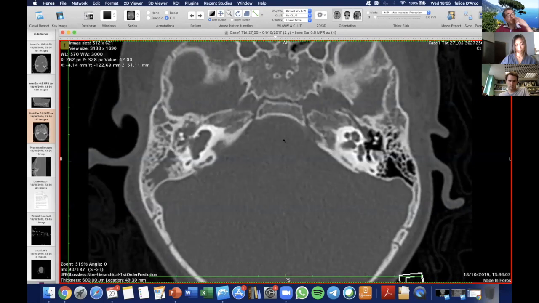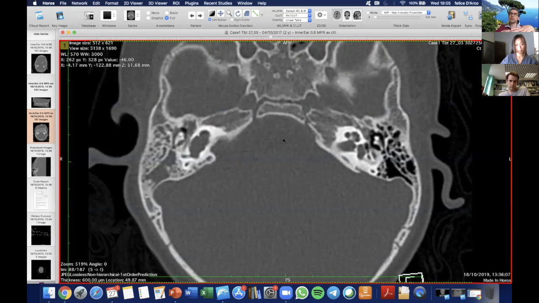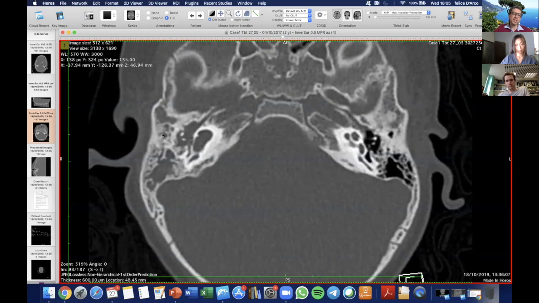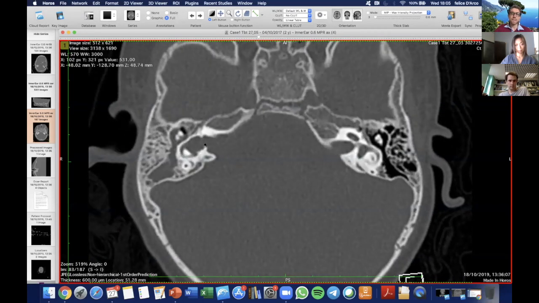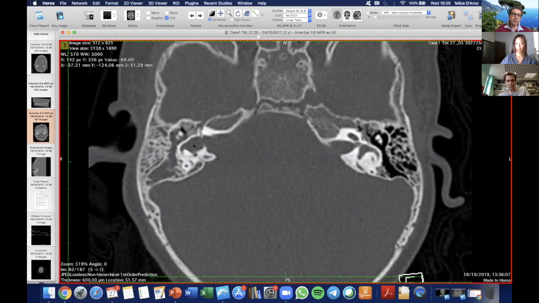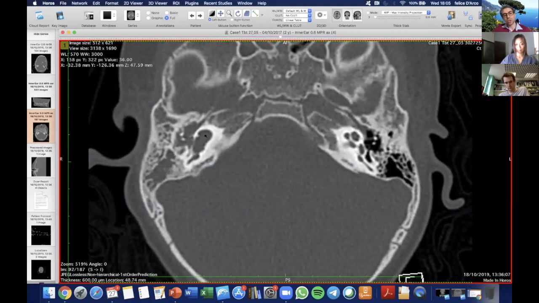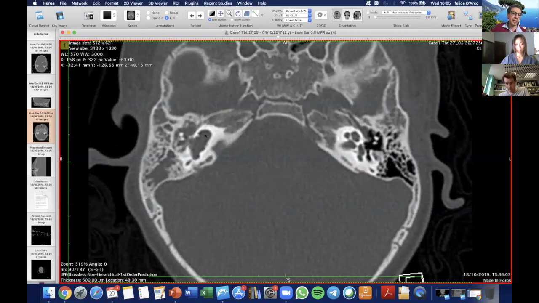And I can tell you that I will classify, despite sometimes types of inner ear dysplasias are a spectrum. So sometimes it's difficult to classify them. This we decided to classify as incomplete partition type 1 because we could see the separation between the vestibule here and the cochlea here. It's not completely wrong to call it common cavity, but again, this is a spectrum.